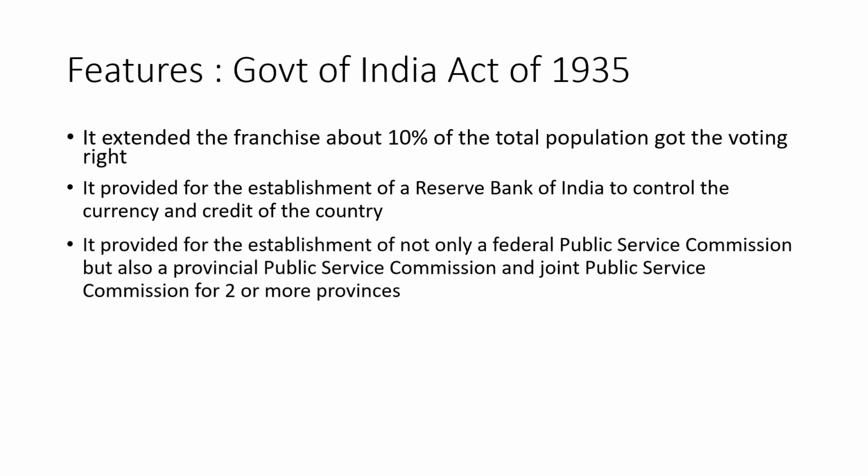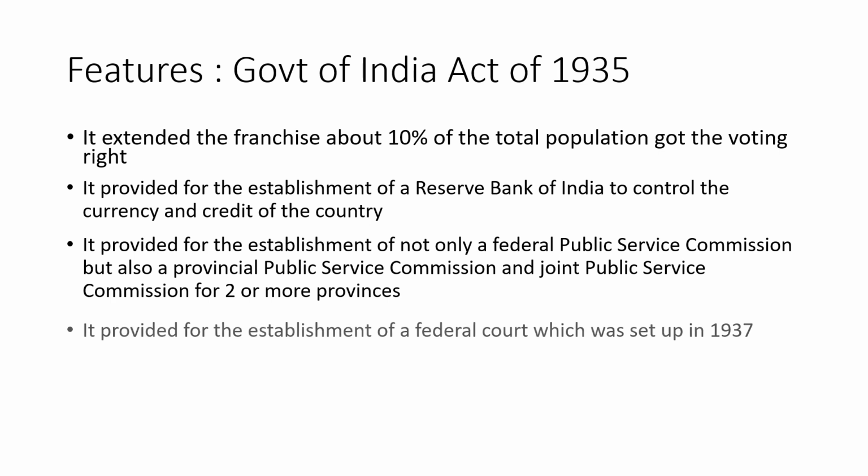Now, second last feature of the Act was it provided for the establishment of not only a Federal Public Service Commission but also a Provincial Public Service Commission and a Joint Public Service Commission for two or more provinces. So it's like UPSC, which is for the center, it is like PSC, which is for the state. So it made sure that there was a Federal Public Service Commission and there was a Provincial Public Service Commission. Okay.